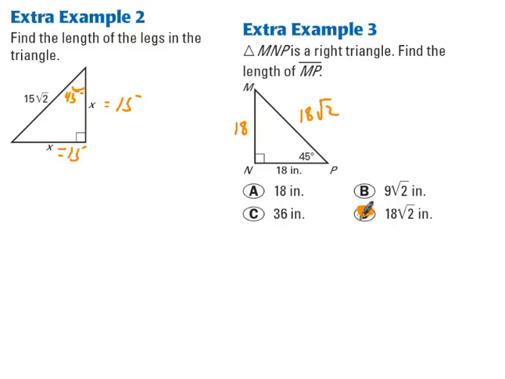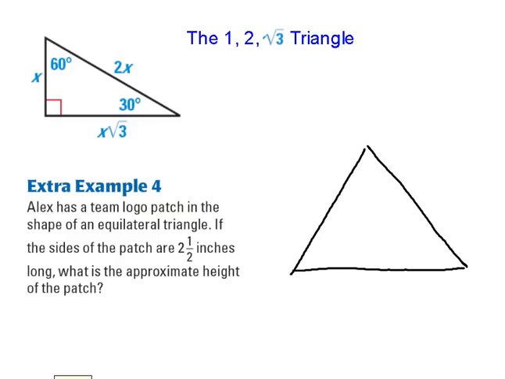Moving on to the next one. 1, 2, radical 3. It's a 30, 60, 90 triangle. So the proportions. Alex said, I have a team logo patch. This must be for hockey in the shape of an equilateral triangle, which means all these angles are 60 degrees. Well, the sides are 2.5, so we have 2.5 inches on each side. And we can go ahead, what is the approximate height?